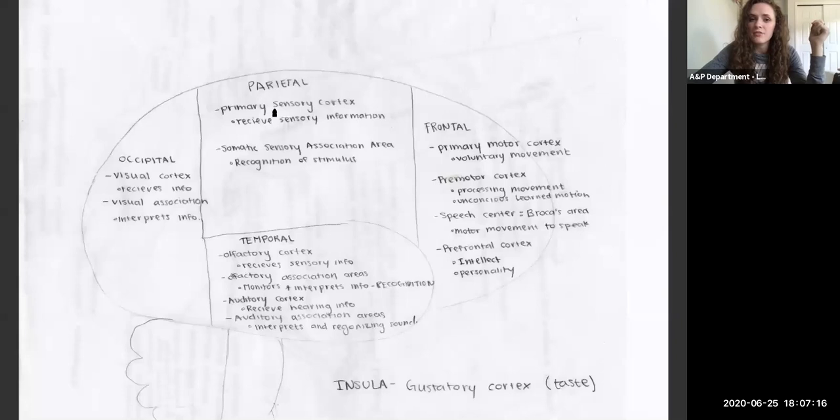Oftentimes, this sensory information will jump up to your frontal lobe, where your motor cortexes will send down a motor command. But it starts here in your parietal lobe before it can jump to that frontal lobe, because sensory comes before motor.